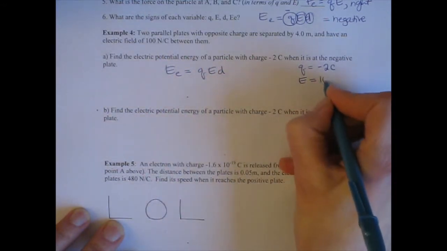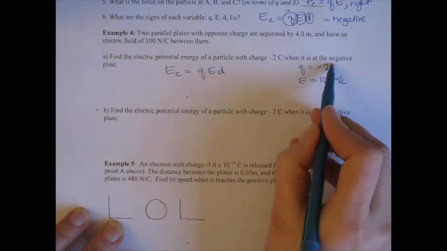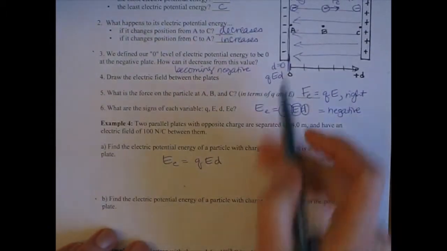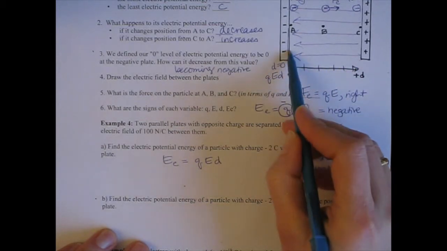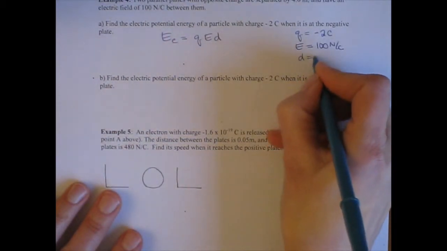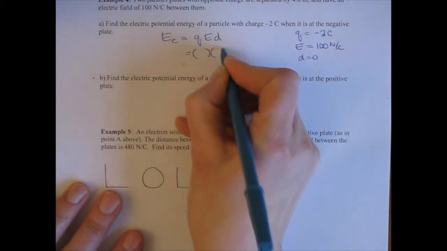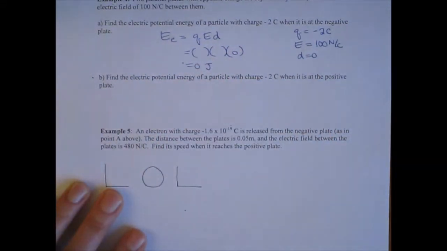So the electric field is 100, and the position, it's at the negative plate. So remember, your position axis will always look like this with the 0 at the negative plate. So the position is 0. Well, no matter what these are, if the position is 0, we're going to have 0 joules. Okay? So the negative particle has 0 joules of potential energy at the negative plate.